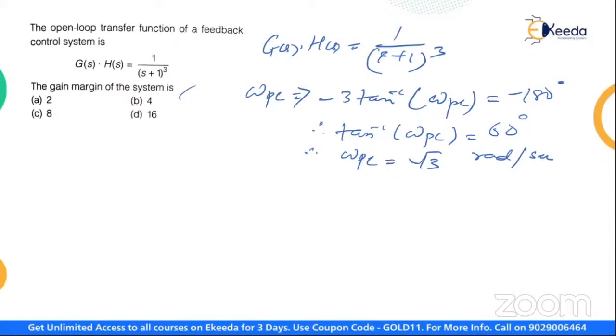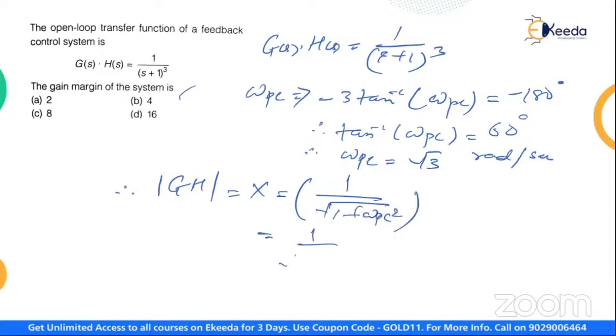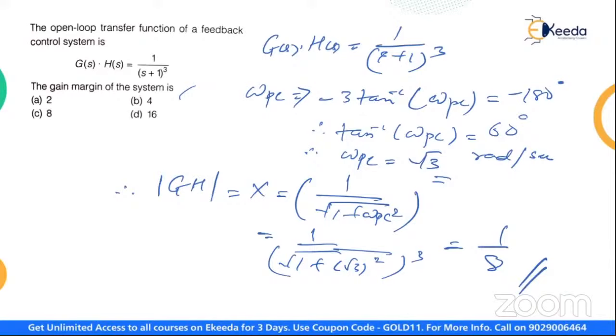Is it correct? Therefore, mod of GH equal to how much? It is equal to 1 by under root of (1 plus omega PC squared) the whole cube, which is nothing but 1 by under root of, what is omega PC? Omega PC is root 3, so root 3 whole square, the whole cube. This is nothing but 1 over 8. If you solve this, you get 1 over 8. But you want GM. What is GM? GM is 1 upon magnitude. So it is 1 upon 1 by 8, which is equal to 8. So basically the gain margin is option C, which is 8.